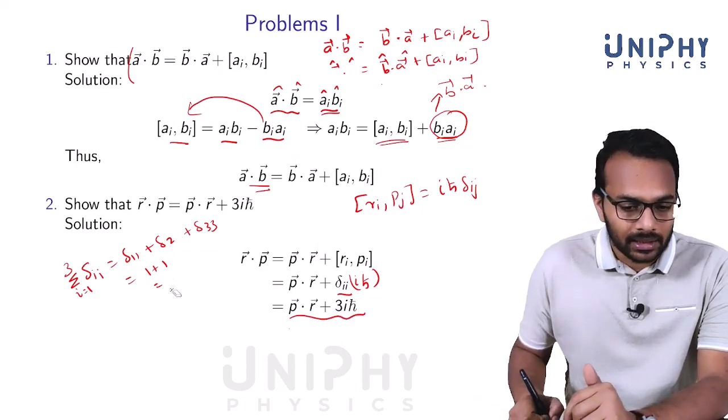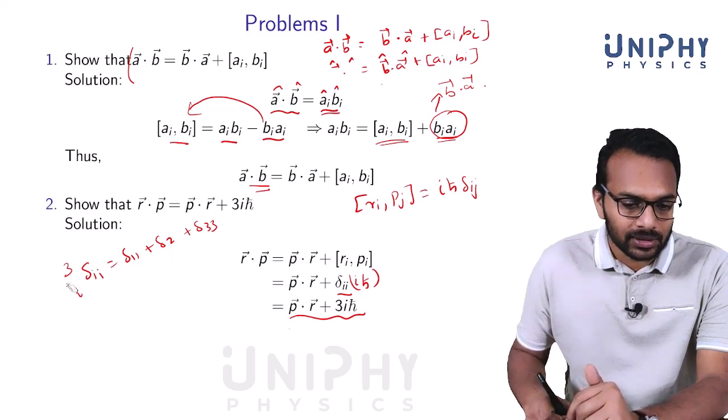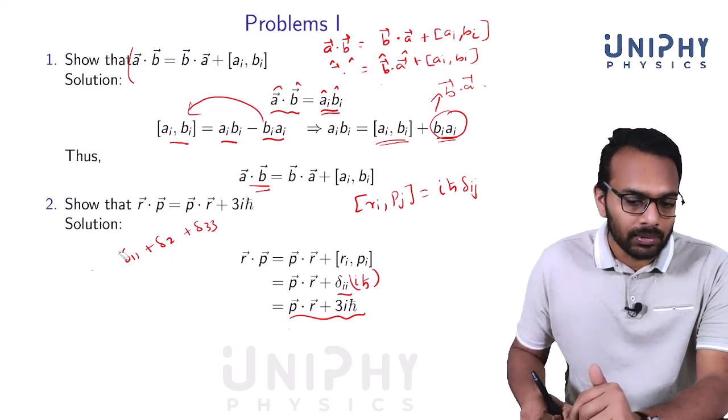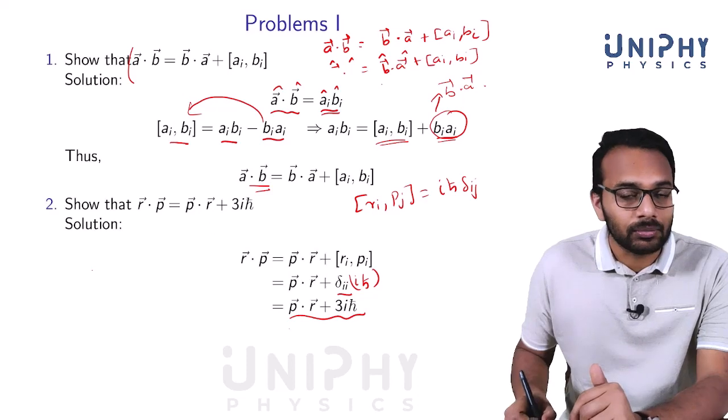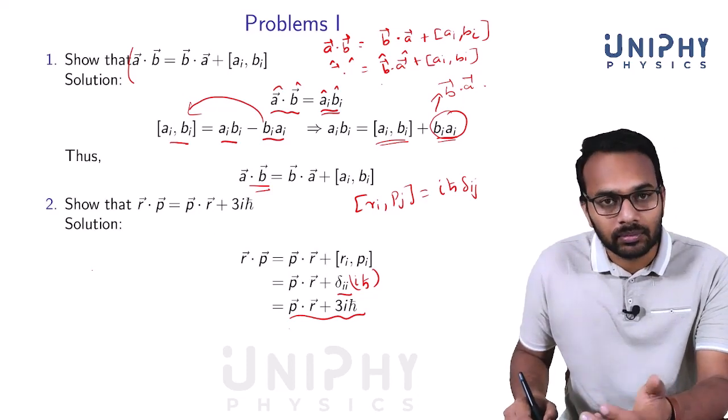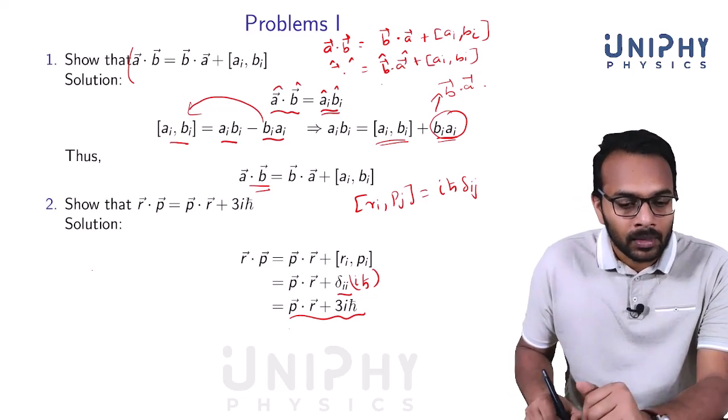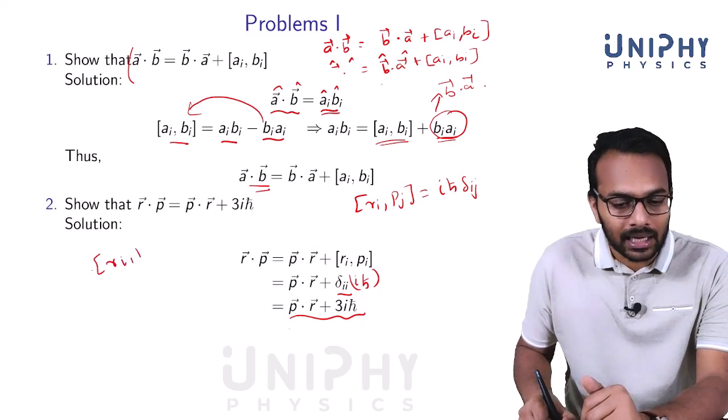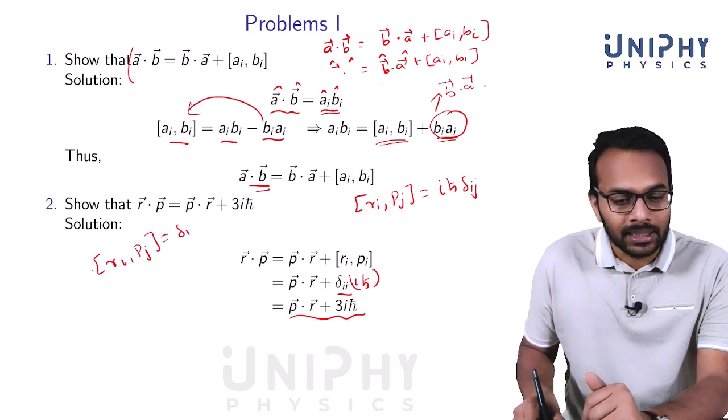Okay, again you might remember the correspondence I told you about, the correspondence between Poisson brackets and commutators. So if you know the Poisson brackets, you can get the commutators. For example, we know the Poisson bracket of Ri with Pj is simply delta ij.